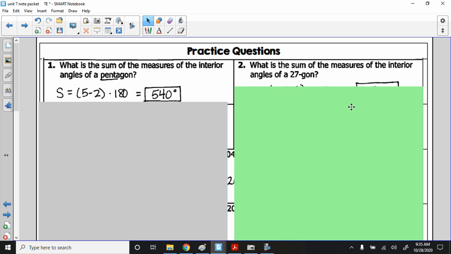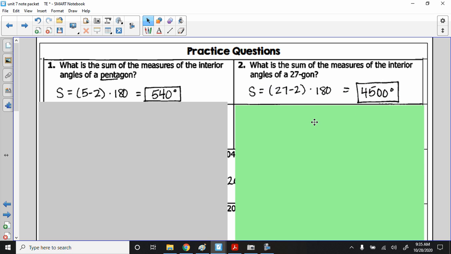Number two, what's the sum of the measures of the interior angles of a 27-gon? The same exact thing. I did sum, that's what this S means, sum equals n minus 2 times 180. Yep, 4,500. That's a lot of angles in that 27-gon.